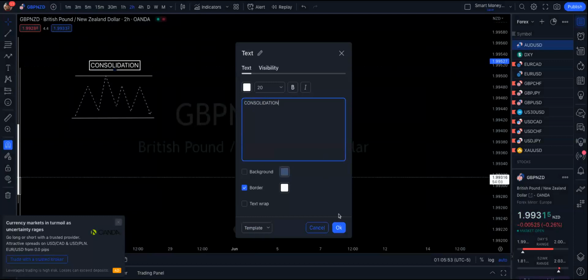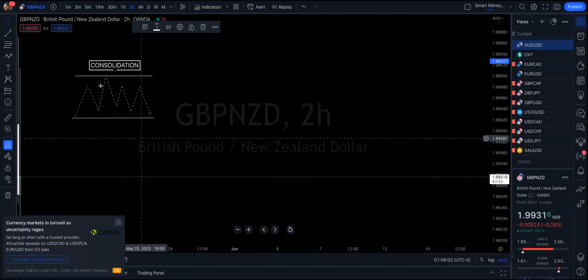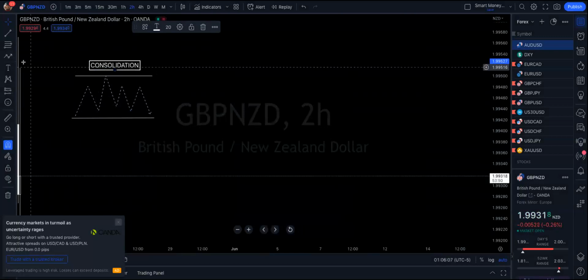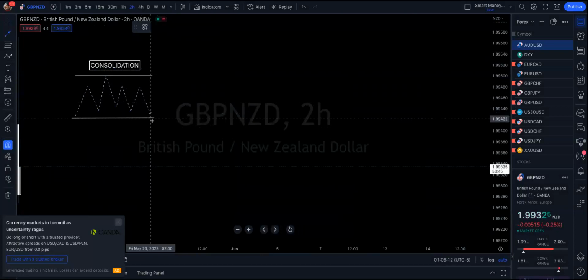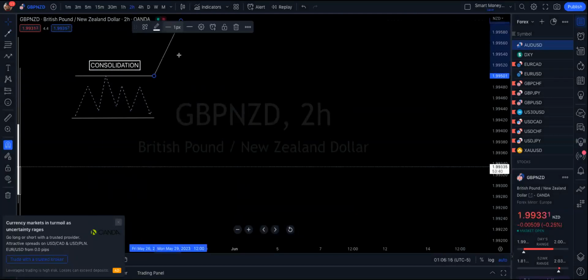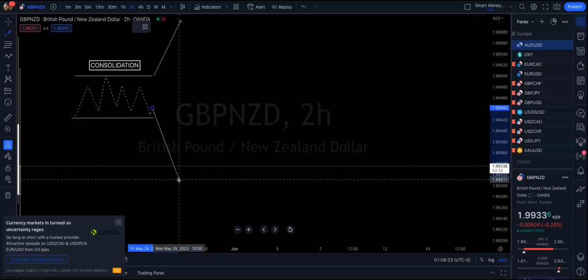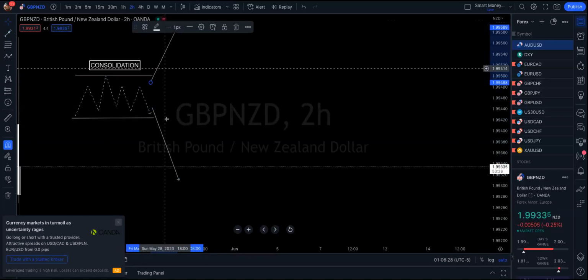After consolidation, we're going to get what's called expansion. Expansion is when you see those long candles coming out of the consolidation. It's either going to expand from the top, or from the bottom of the consolidation zone. Either the top or the bottom, one of those areas is where you're going to get an expansion.